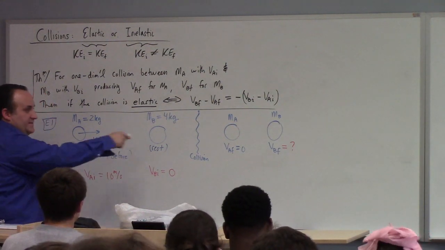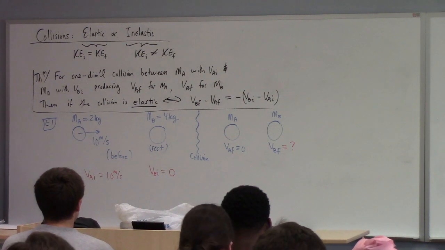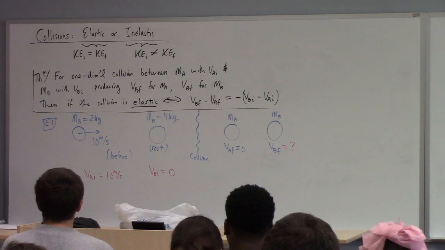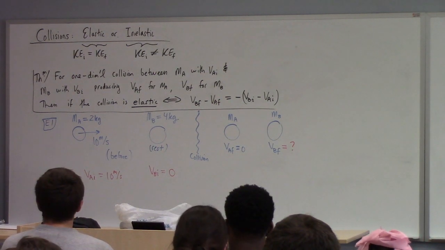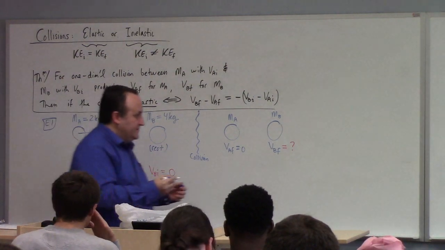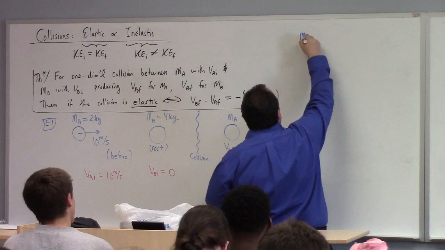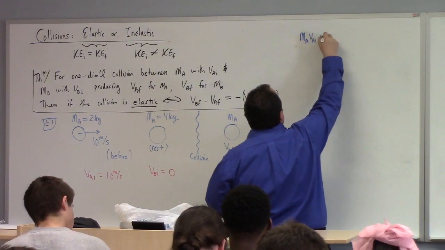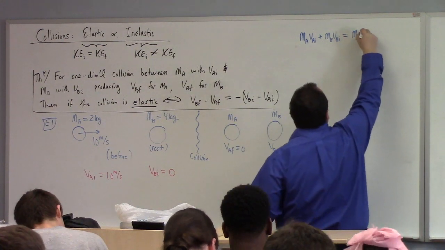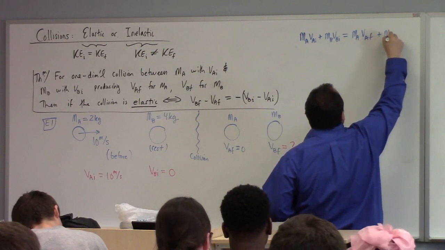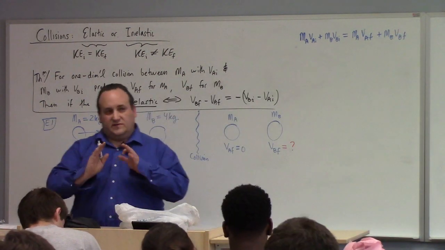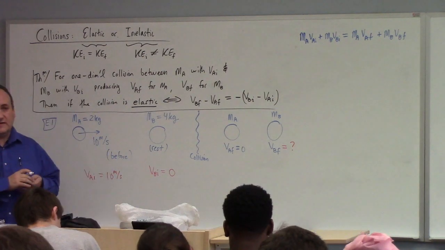How do we find VBF? What principle do we use? Kinetic energy, nope, we don't know that. In a collision, kinetic energy may or may not be conserved, but momentum is conserved. So we conserve momentum. That gives us MA VAI plus MB VBI equals MA VAF plus MB VBF.